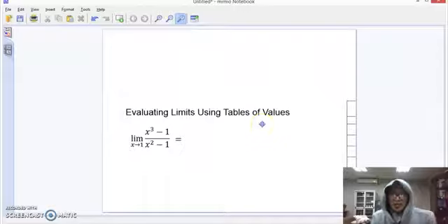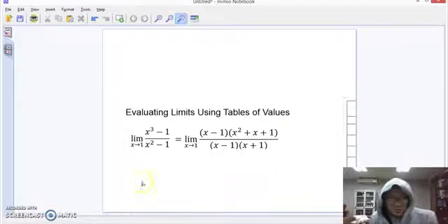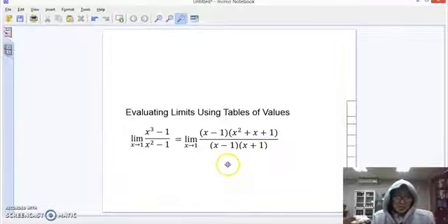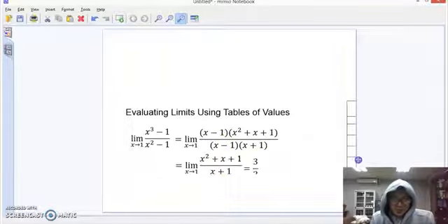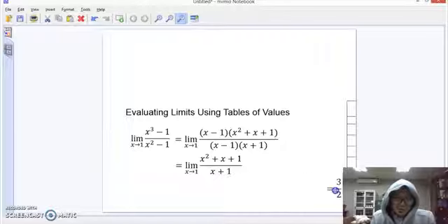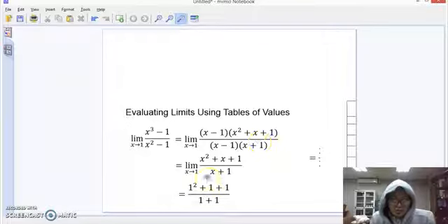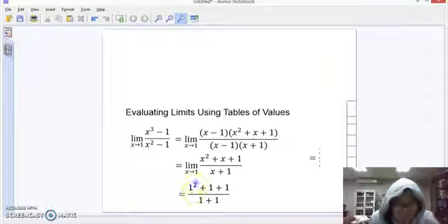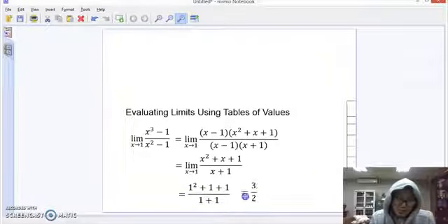So let's put this aside, and then let's show algebraically why it is 1.5. Obviously, we can do some factoring here. The limit of x cubed minus 1 over x squared minus 1 is this: the difference of two cubes in the numerator and the difference of two squares in the denominator. Obviously, this will cancel out. So that's why it would be like this. And then you see it's 3 halves. The answer is 3 halves. Now, let's complete the solution. After canceling x minus 1, we can now substitute 1 because there's no more value that will make the denominator 0. So you have 1 squared plus 1 plus 1 over 1 plus 1. Obviously, the answer would be 3 halves.